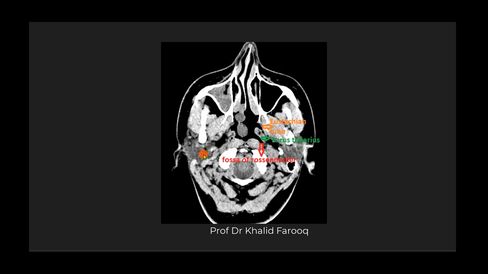This is the deep portion of the parotid gland, and this is the superficial portion of the parotid gland. Here we see the retromandibular vein. This one is the masseter muscle, and this is the ramus of the mandible.